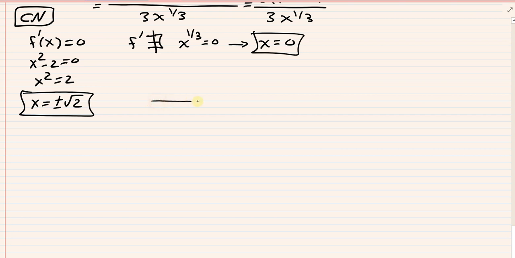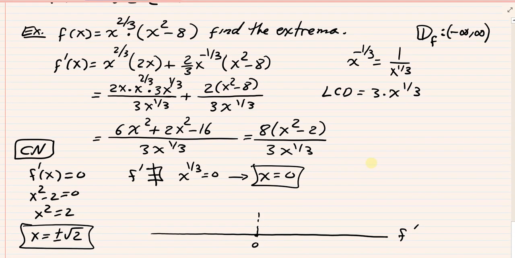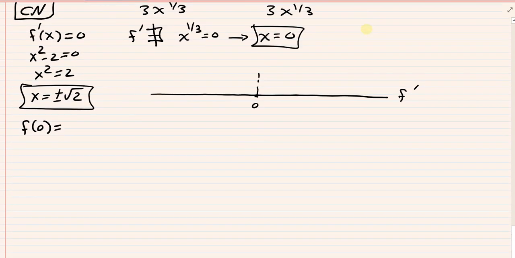Now we are about to do our first derivative test, but we are not doing that yet. This is f prime. This is simply a number line. So it happens 0 is a critical number, so 0 is that. Let's do f at 0, the original function. That's going to be 0 to 2/3 times 0 squared minus 8. The upfront is 0 times anything is 0. So f at 0 is 0. And then we have a square root of 2 here. That's root 2, and this is negative root 2.